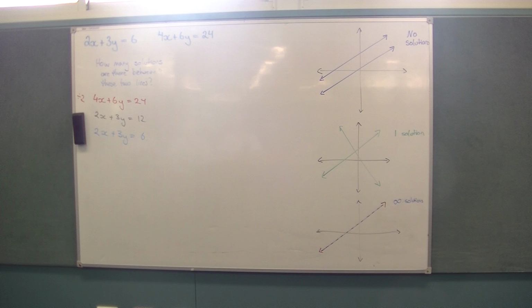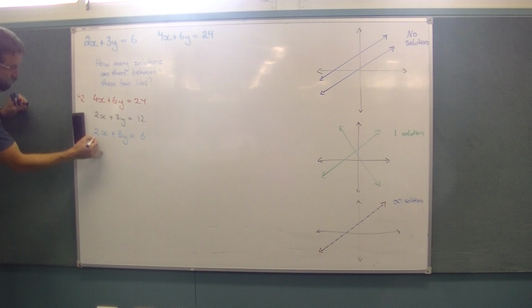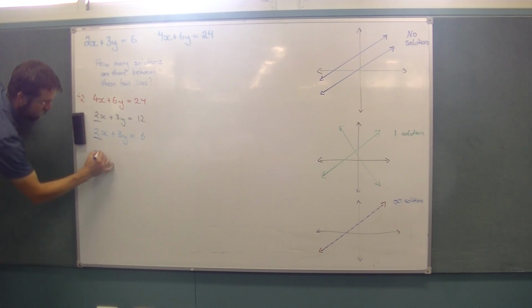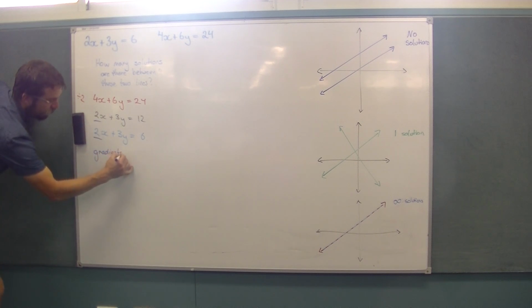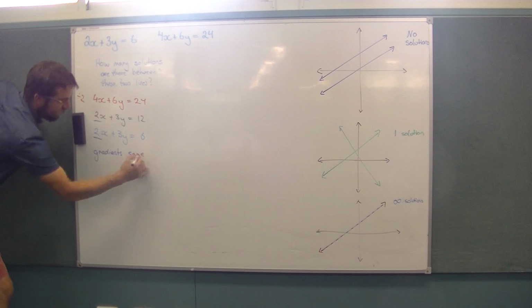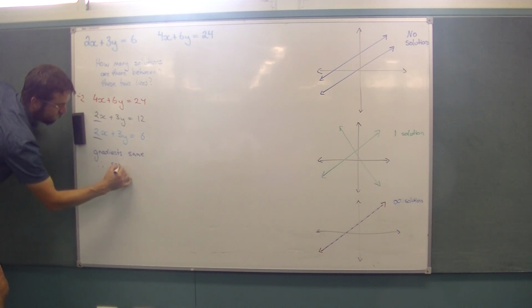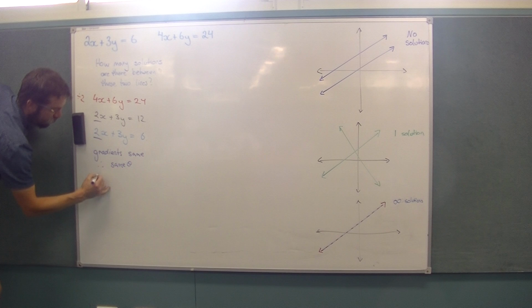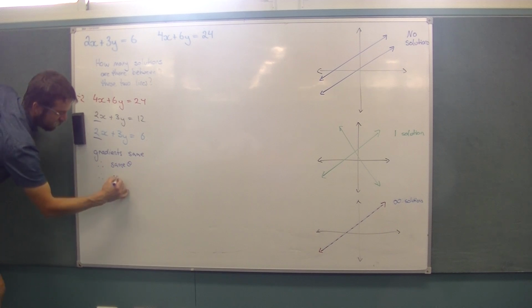The gradient of the other one was 2 as well? Yeah. So what did that tell you? It's going to be on the same angle, so it's going to be parallel. So same gradients, therefore same angle, therefore, what did you say, no solutions? No solution. It said parallel.